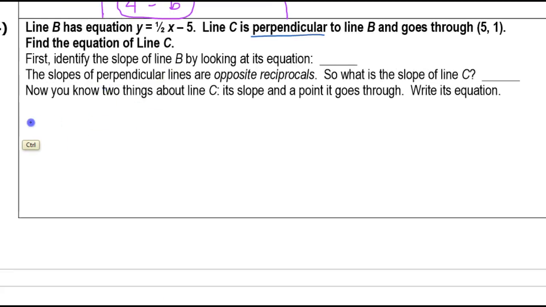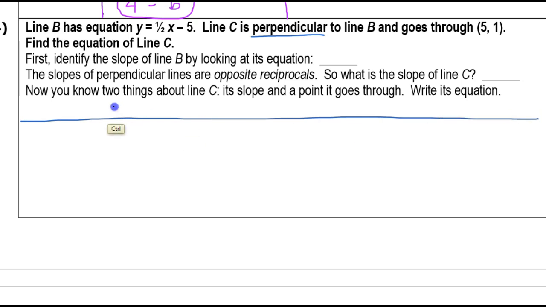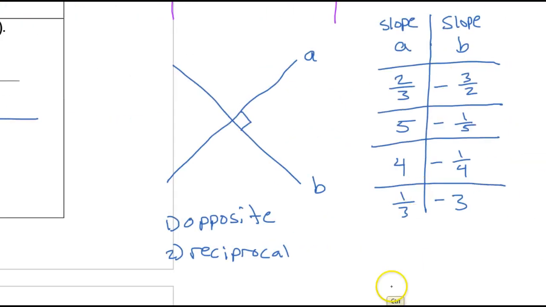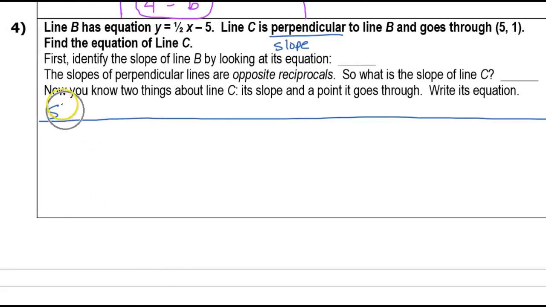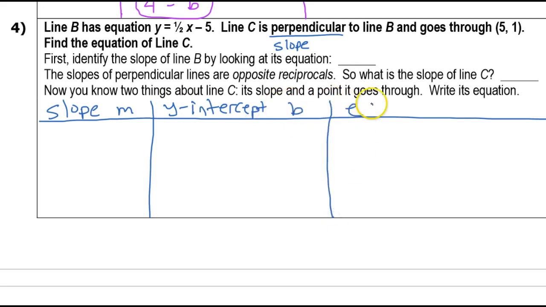Okay, so I'm going to go ahead and set up my chart like I always do. But understand this, when they give you a perpendicular line, they're just indirectly giving you slope. All you have to do is use this pattern to come up with the slope of the line that you want. So let's do what we always do and make the chart. So we will have slope m, and then we will have the y-intercept b, and then we can write the equation.